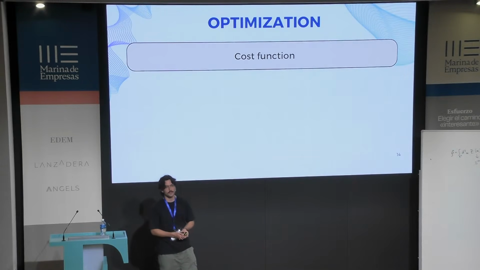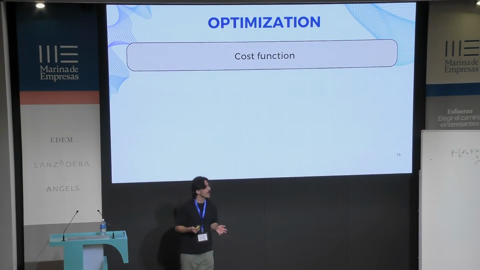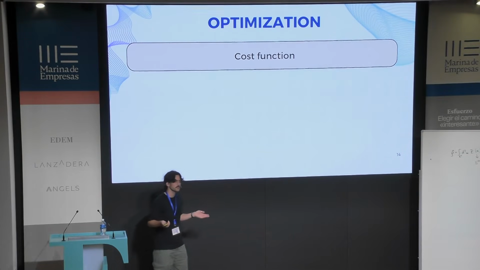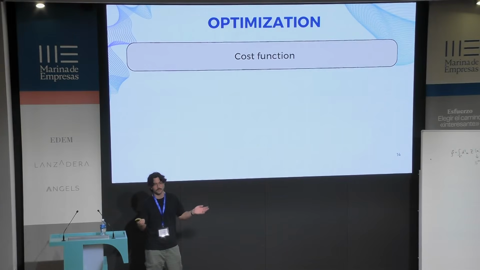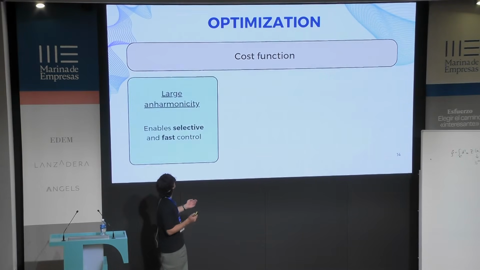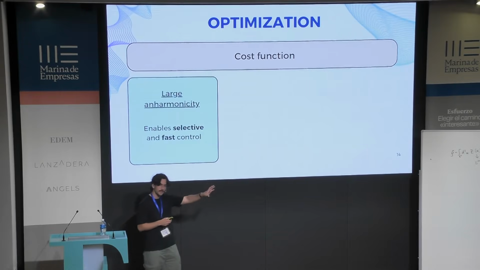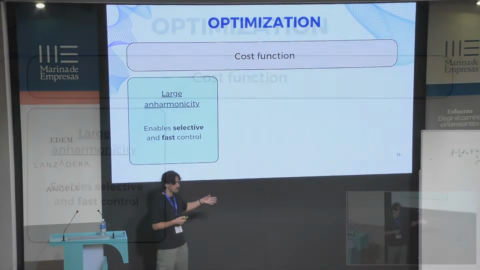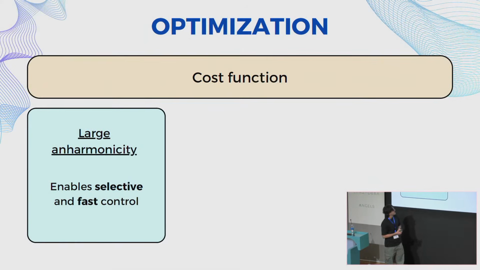Now, optimization. What are we demanding of our system? Well, in our cost function, we will tackle 3 different problems. We will demand a large anharmonicity that will allow us to have selective control and excite the energy transitions that we want, instead of several energy transitions.